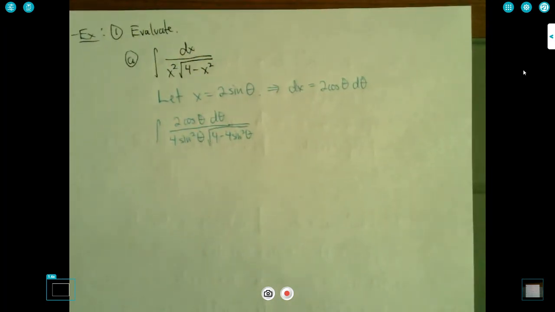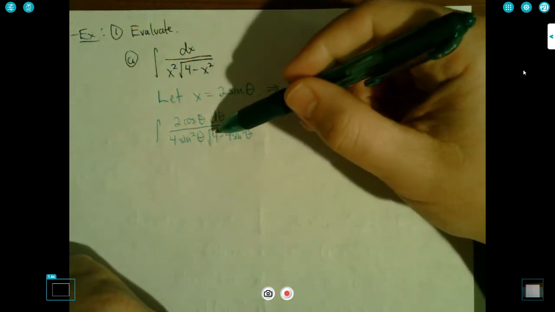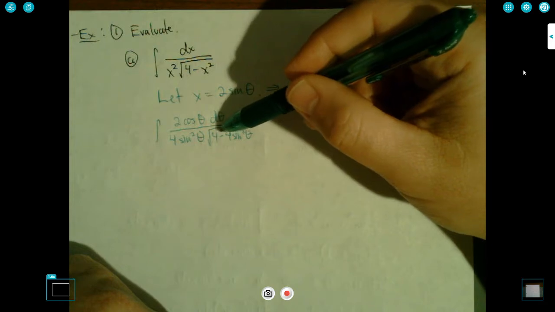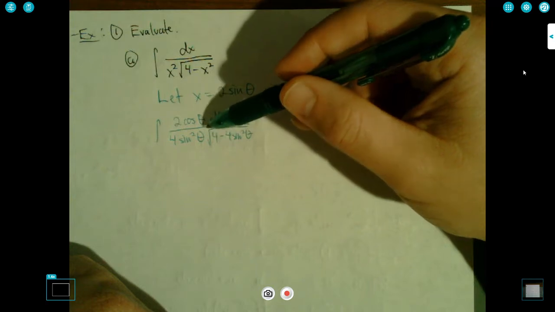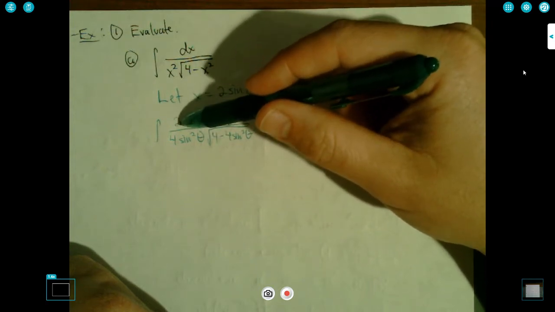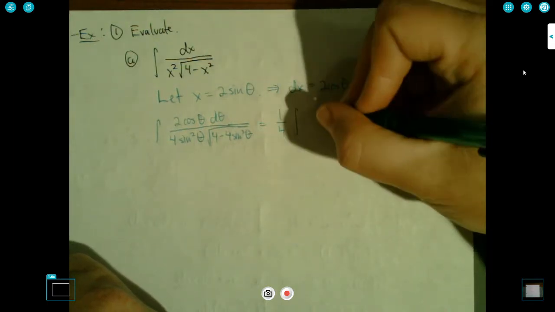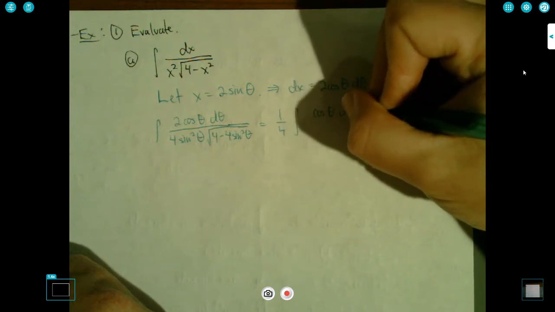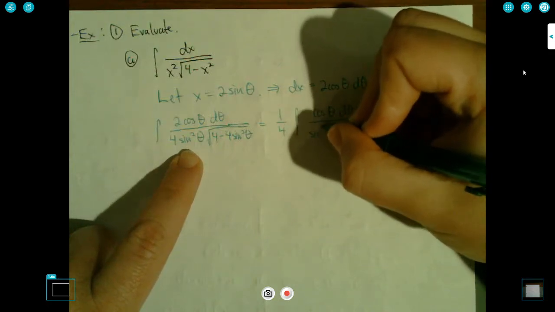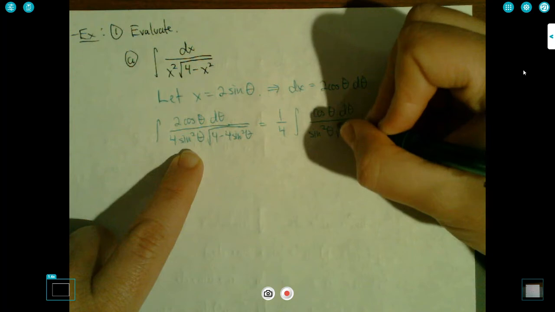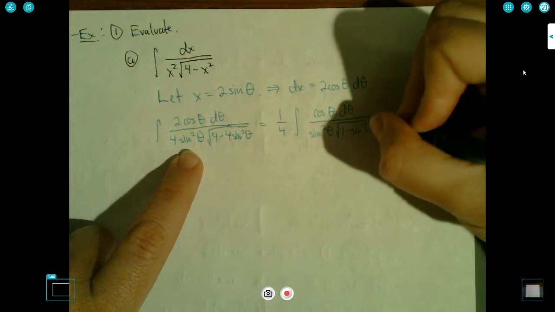Okay. And now you just have to do a bunch of algebra, trig, right? So for example, here I can factor out a 4 and then take it out of the square root. Square root of 4 is 2. So I can take a 2 out here. Now that 2 will cancel that 2 up there. And this 4 I can take out as a 1/4. So I'm going to get a 1/4 times the integral of cosine theta d theta over sine squared theta times the square root of 1 minus sine squared theta. All right.